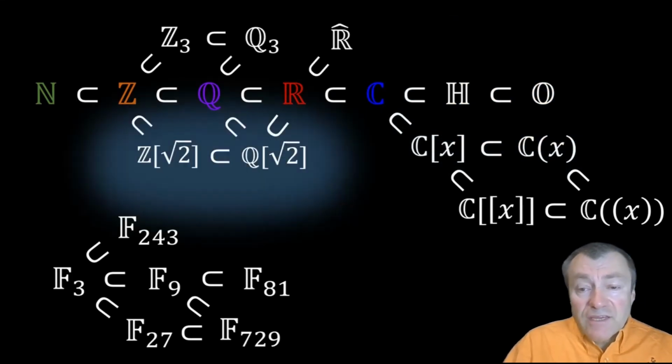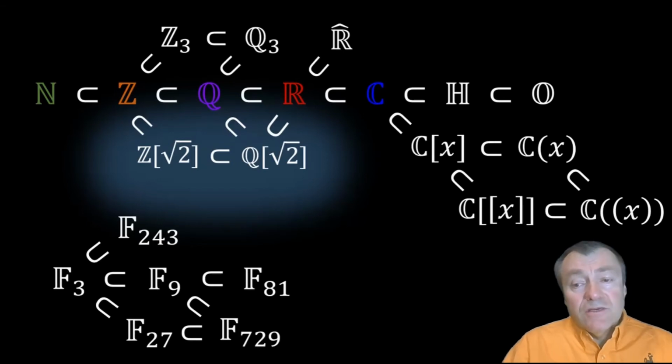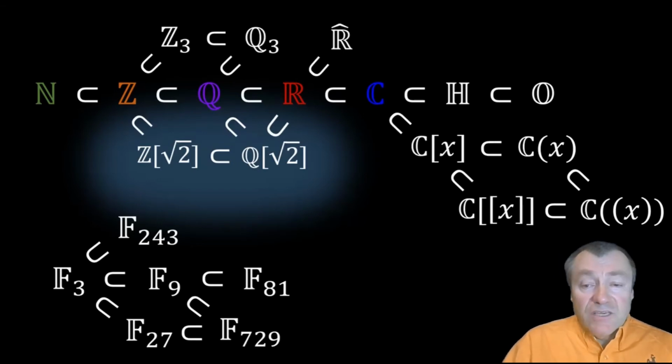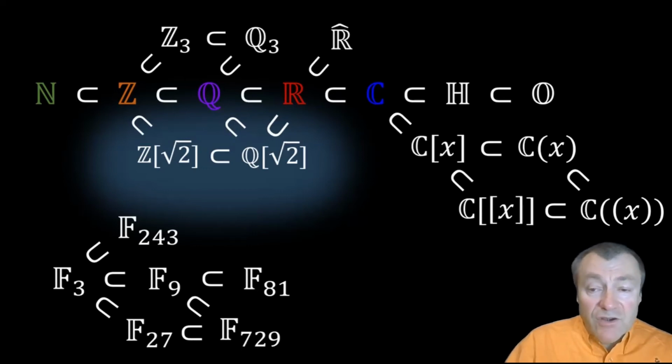If we extend the integers by throwing in the square root of 2, we get a ring, Z adjoin square root of 2, and this ring extends to a field, Q adjoin square root of 2, generated by the rational numbers and the square root of 2. These numbers are very important in number theory.